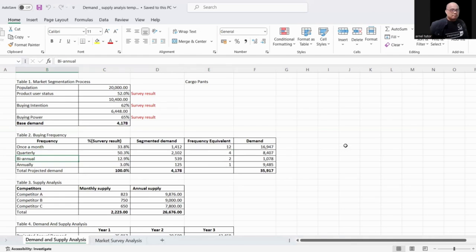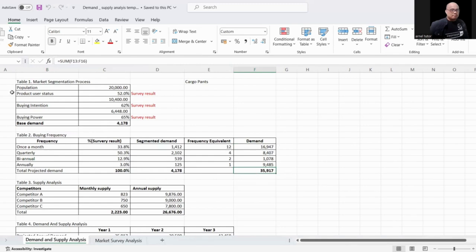Take note, do not include choices like often or more often, because you cannot measure that. How can you measure often? There is no frequency equivalent for it. Now, to get the demand, we simply multiply our frequency equivalent by our segmented demand, and then we arrive at our demand. Do the same for the other items in the frequency column until we arrive at our total projected demand. This is the sum of all the demands.